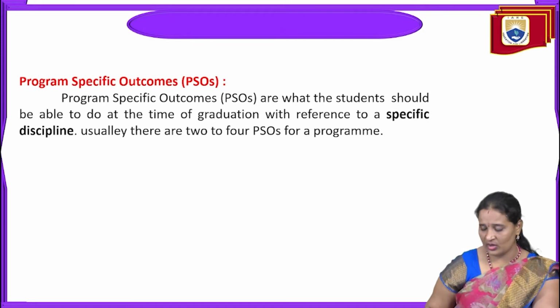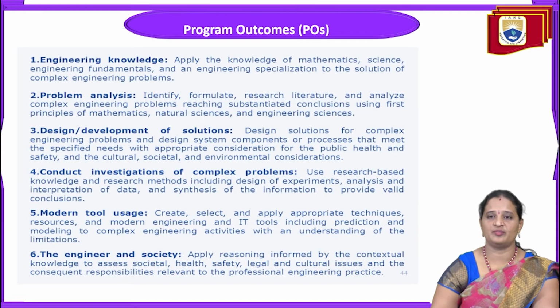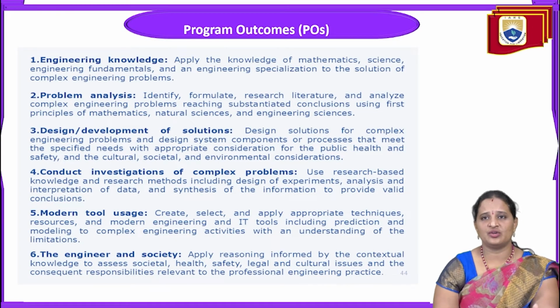So this is about program specific outcomes, and usually we'll have 2 to 4 program specific outcomes for each and every program. As I told you, we have 12 program outcomes which are defined by the NBA. So this is a list of the 12 program outcomes.